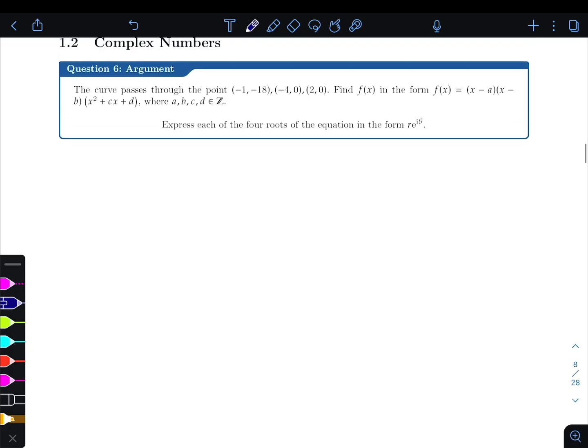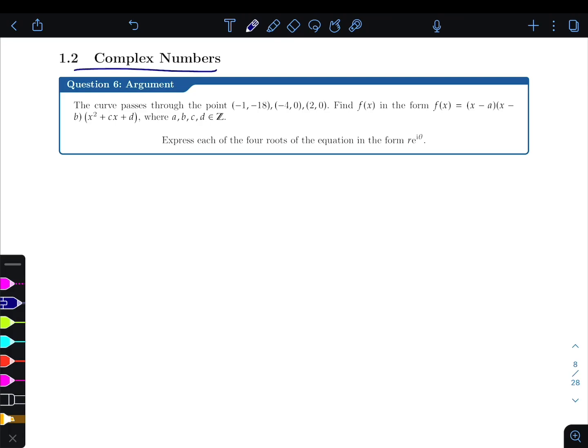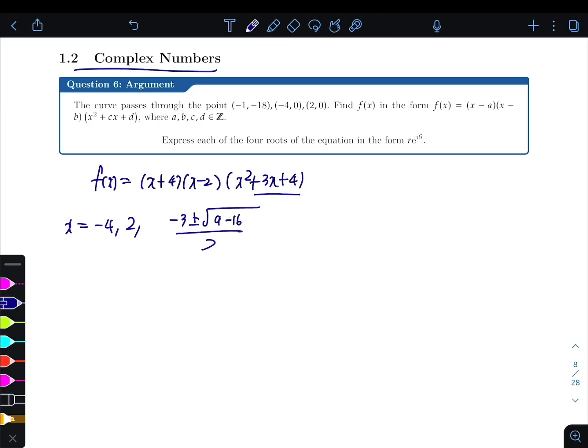All right, let's have a look at the next question, with the possible use of a calculator for complex numbers. Imagine that you were given a polynomial as the following. Let's say it was (x + 4)(x - 2)(x squared + 3x + 4). Suppose that's my polynomial. Then the solutions are -4, 2, or -3 plus minus the square root of 9 minus 16, over 2. So that's going to be -3 plus minus the square root of 7 i, over 2.